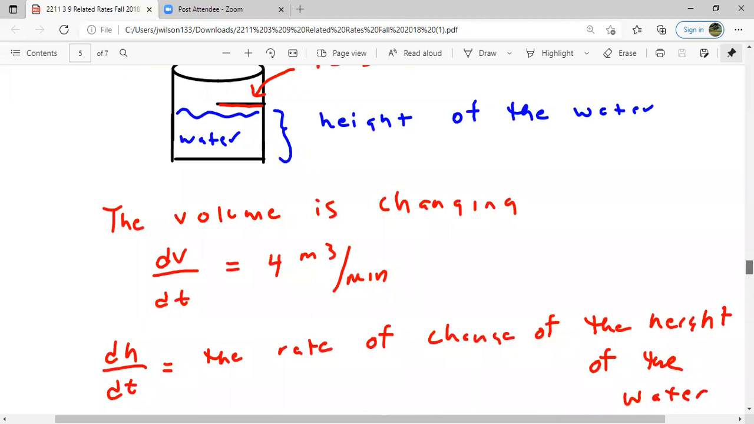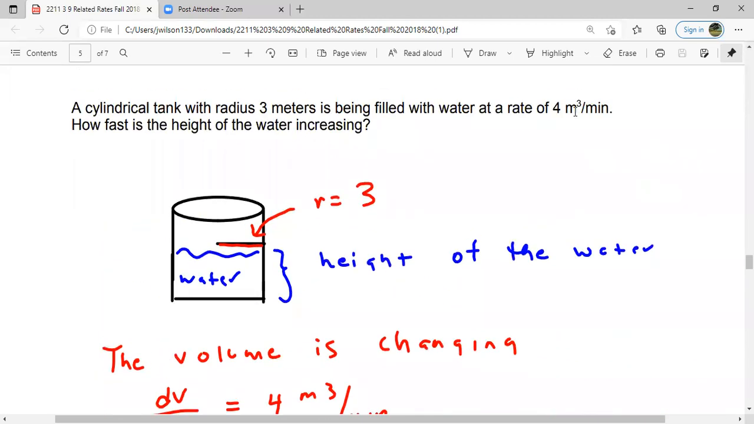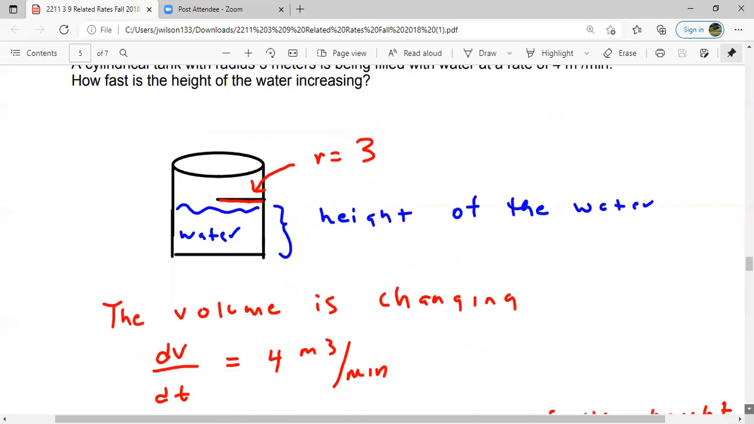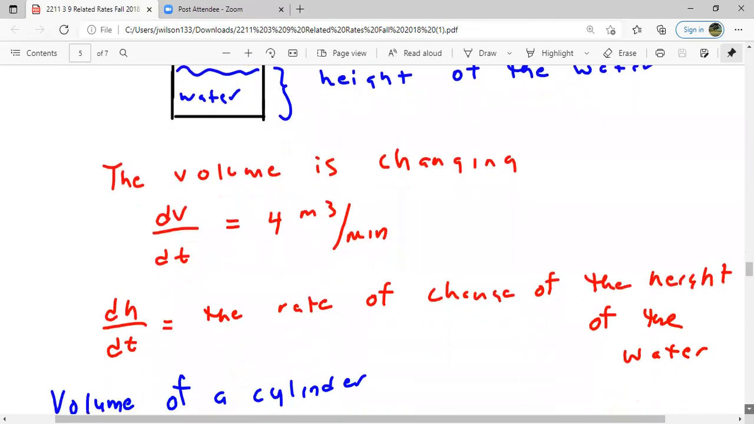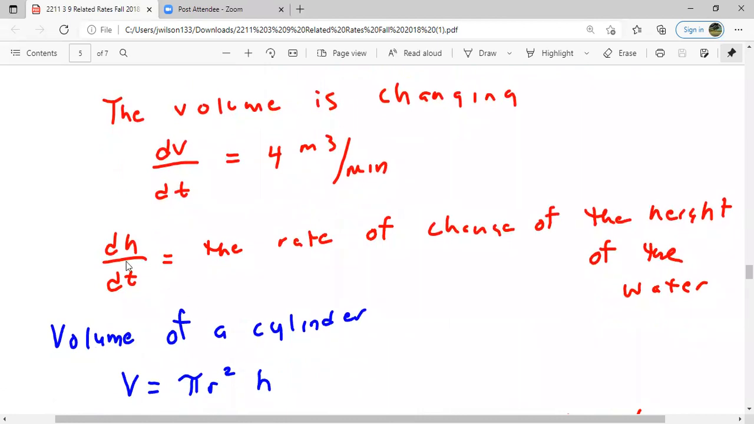I had just gone ahead and written out some of the things that we have. The volume is changing. So it tells me how fast the volume is changing because it's being filled with water at a rate of 4 meters cubed per minute. So that means that's the rate of change of the volume. And so that's my dV/dt. And the dh/dt, that's the rate of change of the height of the water. That's what we're looking for.